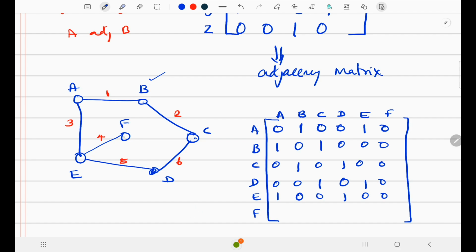F has only one link, with the E. The rest is 0. Right? So here is one, because we have 3 links. We have links with the A, D and F. So 1, that is 0. So this is the adjacency matrix. This is one way of representing the graph in a linear form or in an array form.